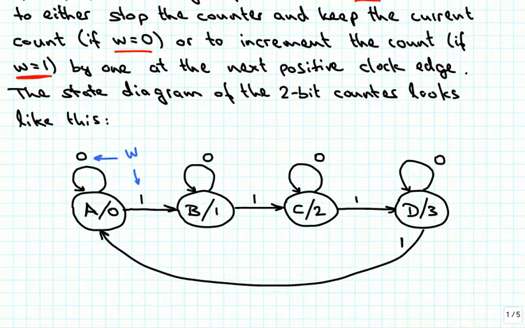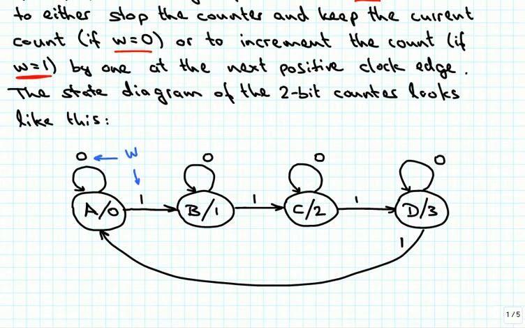The state diagram of a 2-bit counter looks like this. We have 4 states, state A, B, C, and D. In state A, we assume that the count is 0. In state B, it is 1. In state C, it is 2. And in state D, it is 3. And then we show here the transitions depending on what the value of W is. If W is 0, then we have the counter stopped at its current count, and so we just have a self loop around each of those states. And if W is equal to 1, then we go from A to B, from B to C, from C to D, and then from D back to A again, which corresponds to incrementing the counter by 1.